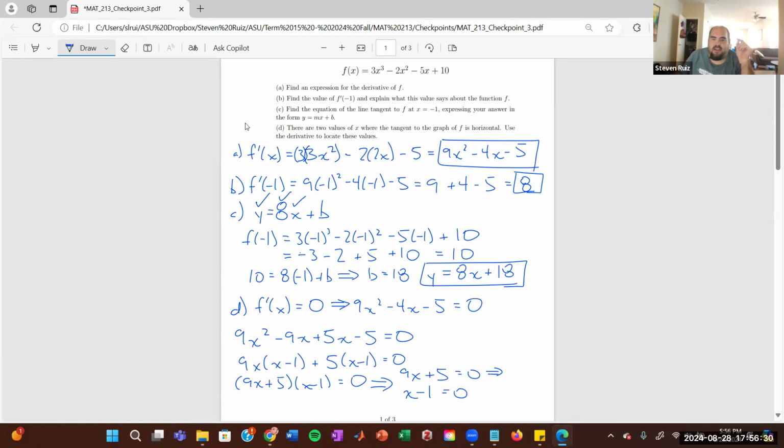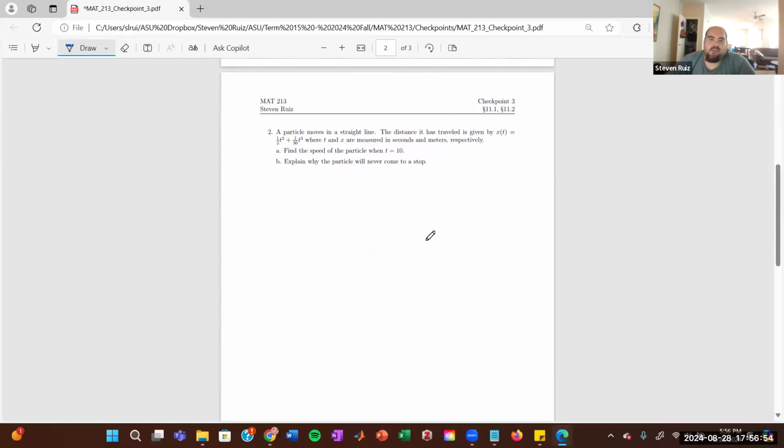If I solve the top one, I should get x equals negative 5/9. And the lower one should give me x equals 1. So these are the two places on this graph, and you can confirm if you graph this function f, basically at those points, you're going to see that if you were to draw a tangent line, it would be horizontal. All right, moving on to question 2.